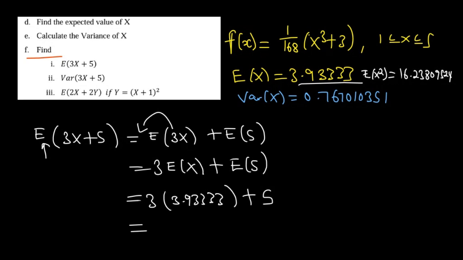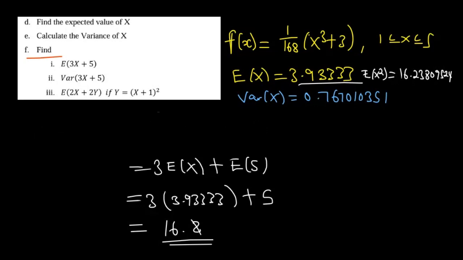So we just punch this now onto the calculator. Here the answer will be 16.8 if I round it off to one decimal place. So you can just do 3 multiplied by 3.93333 and then plus 5. It's going to give you 16.7999. If you round it off, it will just be 16.8. So that's how we can find the first part on f.